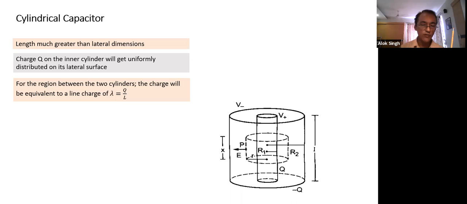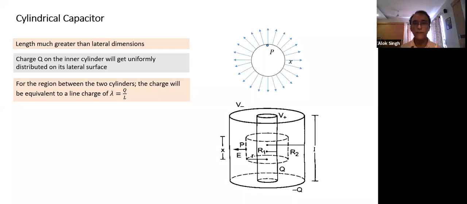And what will the line charge be? In the case of a line charge, the formula is: field due to a line charge is lambda by 2 pi epsilon naught r, where lambda is the charge per unit length. Here the total charge is Q, and L is the length of the cylindrical shell. So lambda is Q by L. Now I can use the field to calculate.